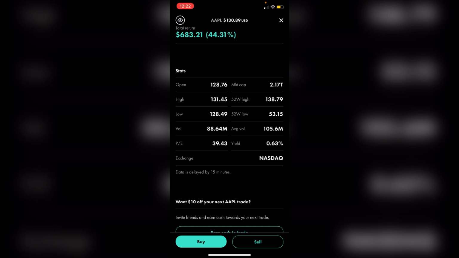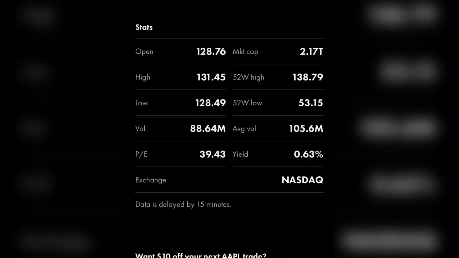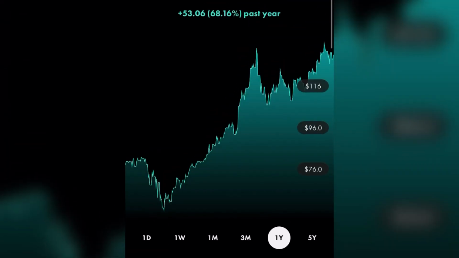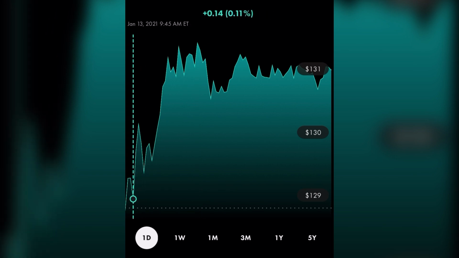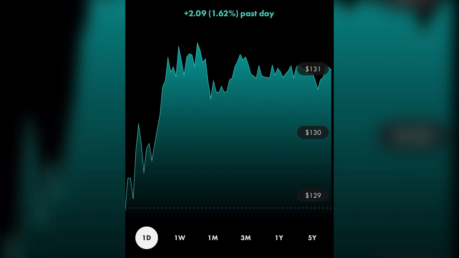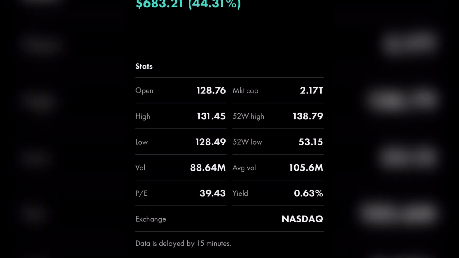Now let's look at the stats of the stock. The open, at 128.76, shows how much it opened at today, and the high would show the highest peak it reached. So today it reached 131.45, and the low is obviously the lowest it went. Let's look at those points on the graph. For the day, we see 131, so it reached that at 11:45, and its low it reached around 9:45 a.m. Now the volume is how much it's being traded. So 88.6 million shares were traded today.